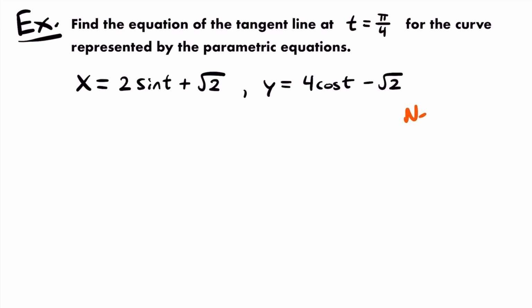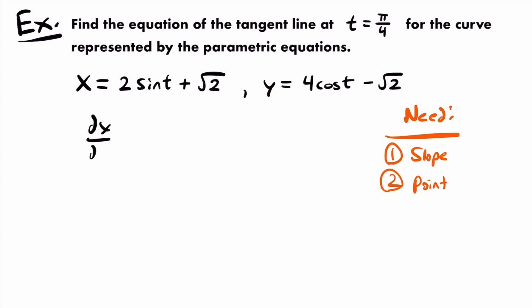So I'll make a list of what we need here. We need 1, the slope, and 2, the point. So let's work on finding those two things, and then we can create the equation of the tangent line. Let's start with the slope. What we need to do to find the slope is first find the parametric derivative associated with these parametric equations, and then evaluate that derivative at this value of t. To find that parametric derivative, we need to differentiate x and y with respect to t. So let's start with x.